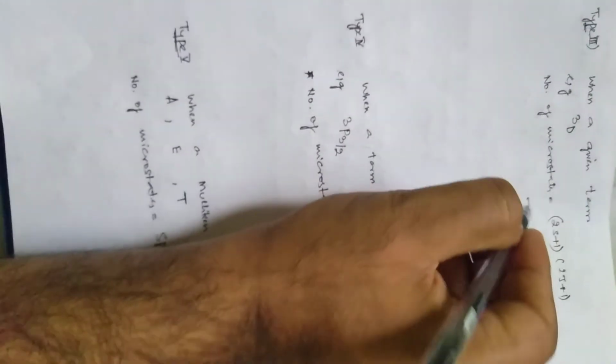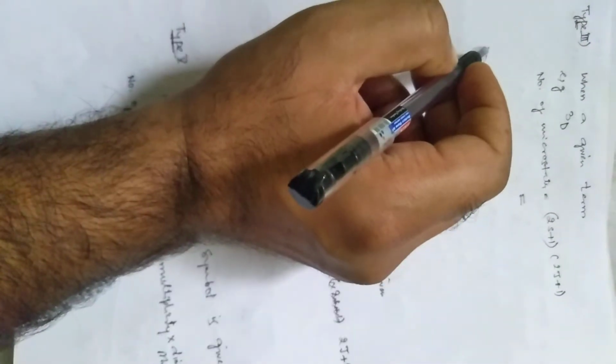Now if we are given a term like 3D, suppose you know term symbols, the number of microstates is given by 2S plus 1 into 2L plus 1.